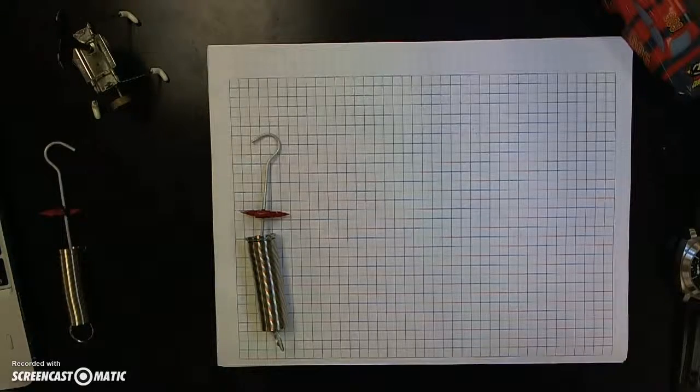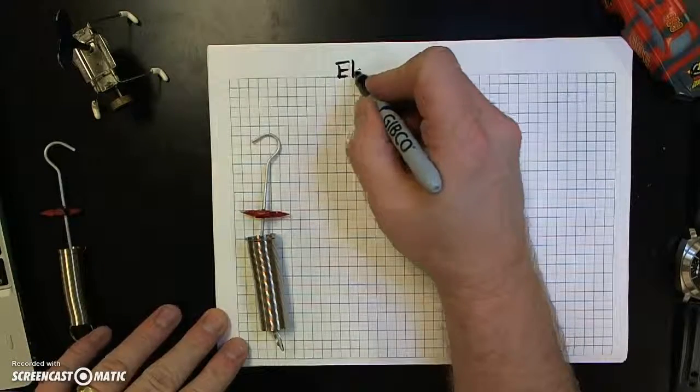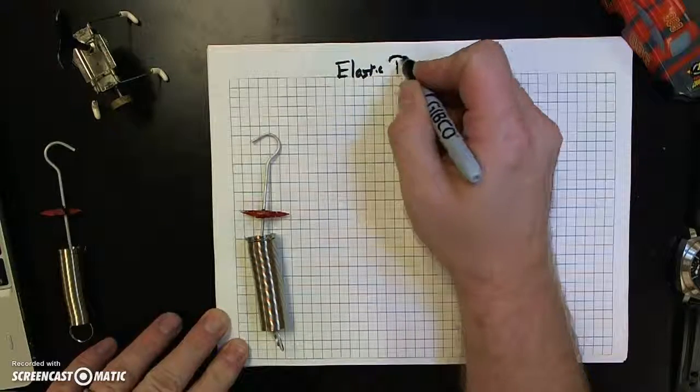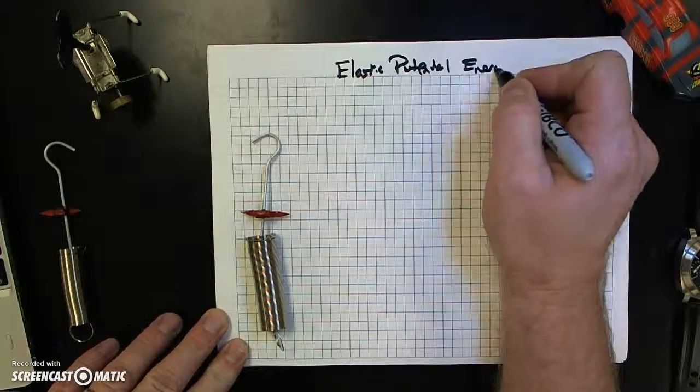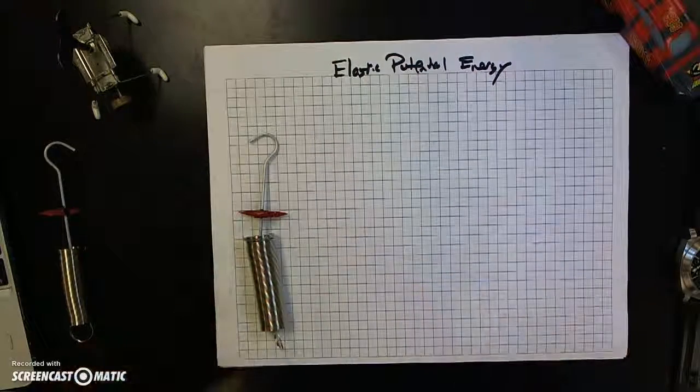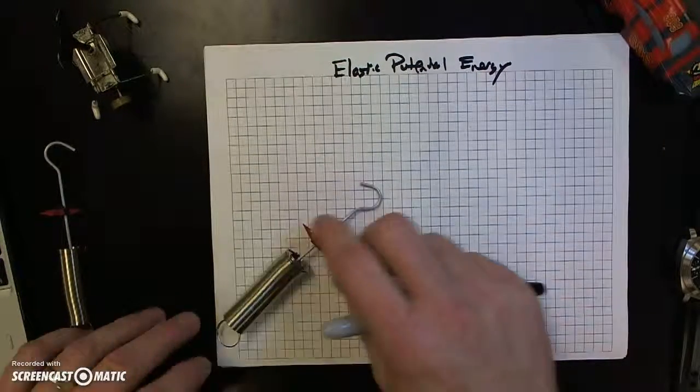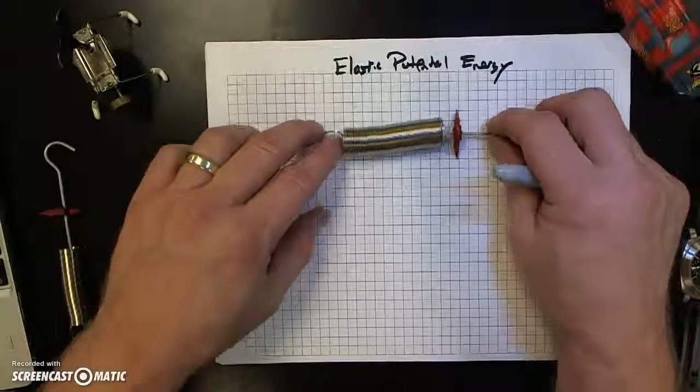Hello, welcome back, and today we're going to talk about elastic potential energy. All right, for elastic potential energy, what we need, of course, is some kind of a spring or some kind of a device that will spring back to its original shape.